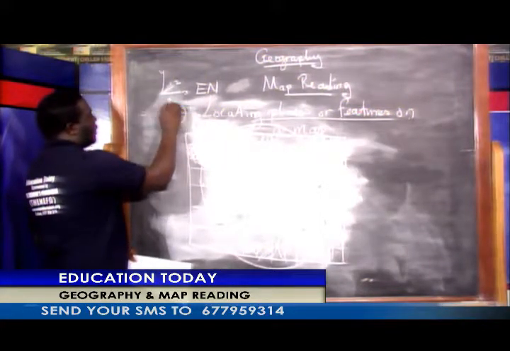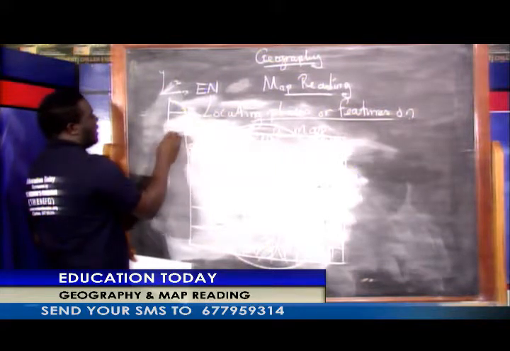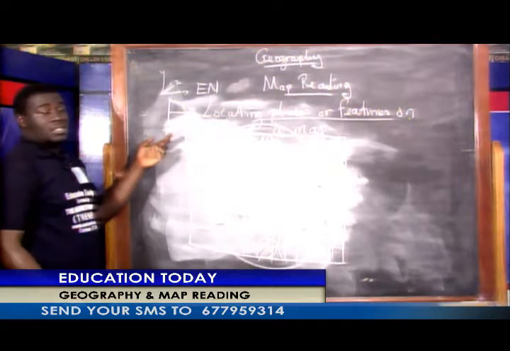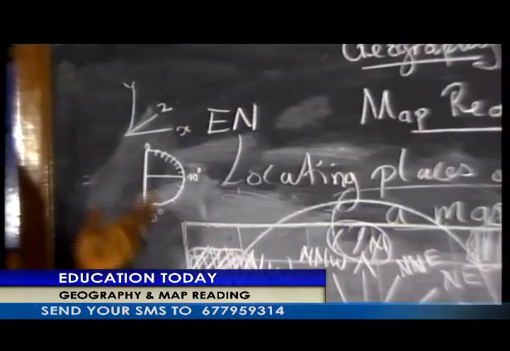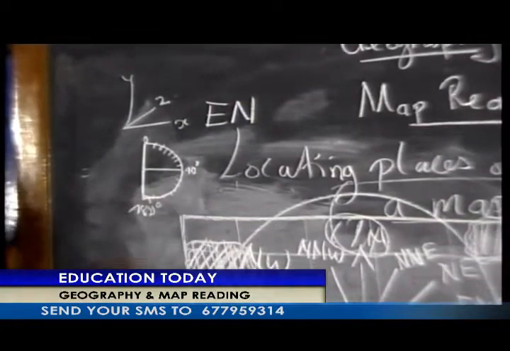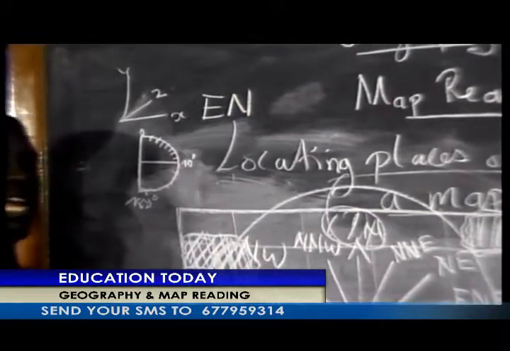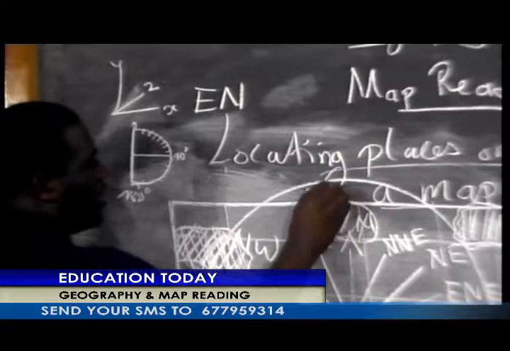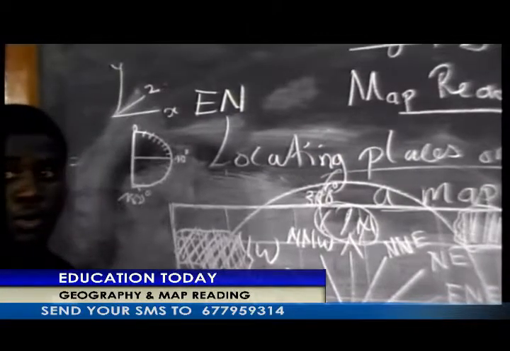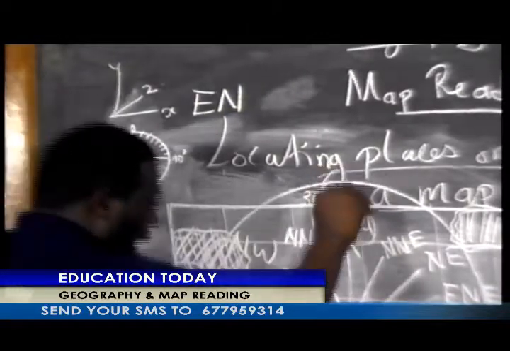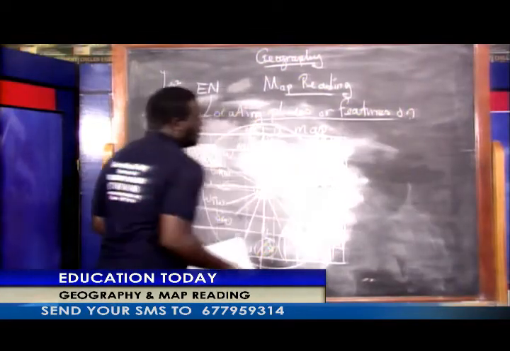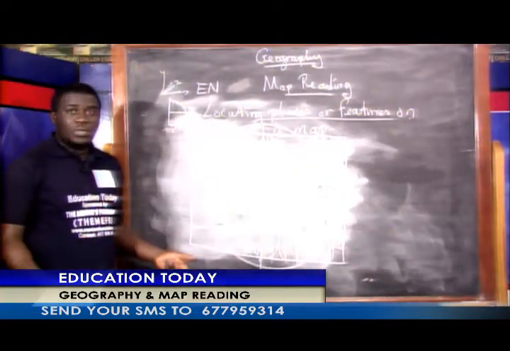That's from 0, this is 90 degrees, and this is 180 degrees. This is a protractor. When you pick up your mark set, you have this. When you place this on this side and on this side, it gives you a complete circle, which is 360 degrees. Are we okay? We now want to look at how we can locate places on a map using the bearings. It is pretty easy.